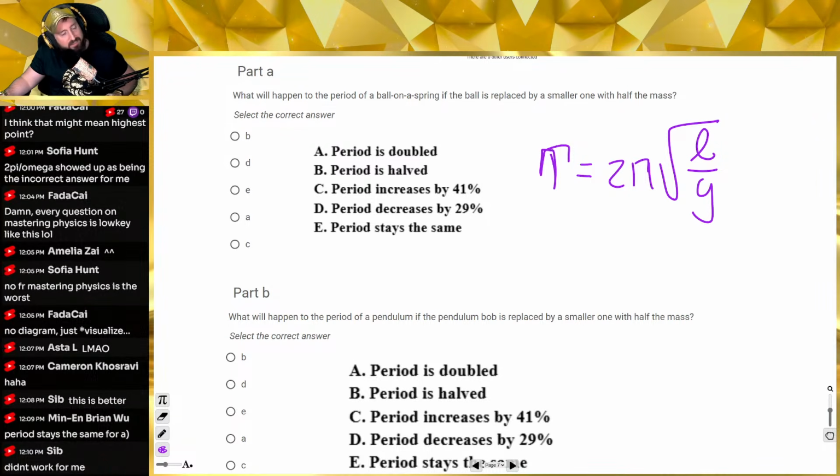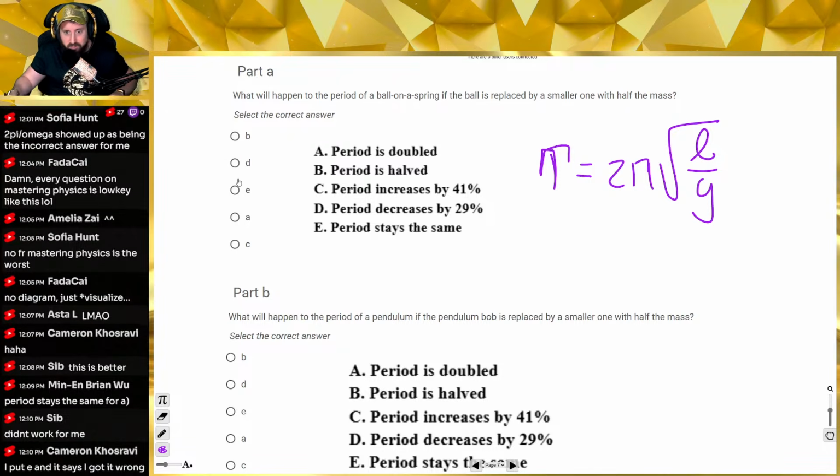No, I have it as D. Yeah. No, this should be: period stays the same. I agree with this. Yep. This should be this. Yep. Yeah. Okay.